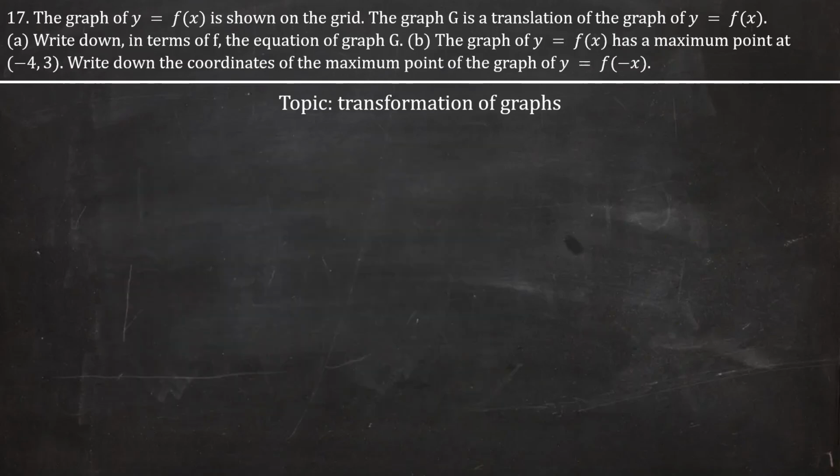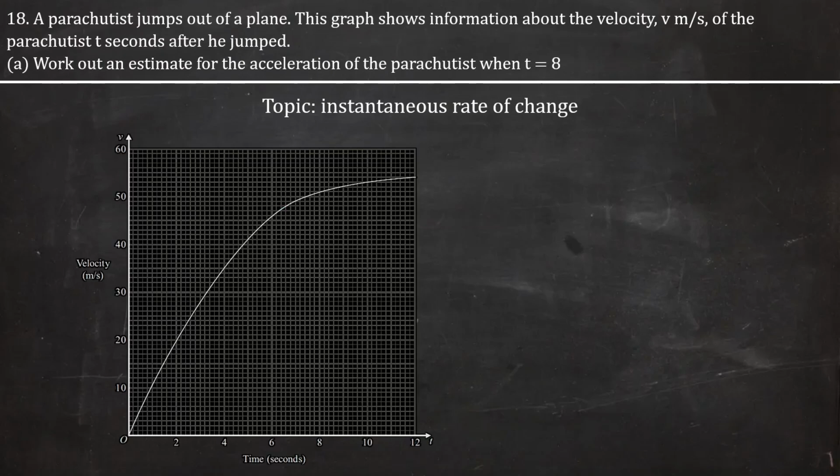Question 17b. The maximum point is minus 4, 3. Write down the coordinates of the maximum point of f of minus x. So if I have f of minus x, I'm going to change the x sign for the coordinates. So minus 4, 3 becomes 4, 3. Final answer.